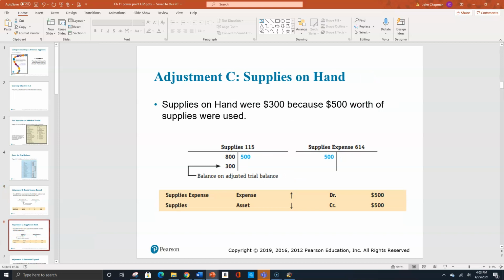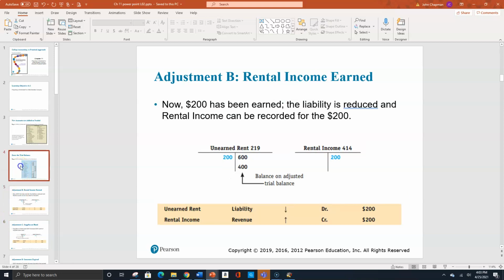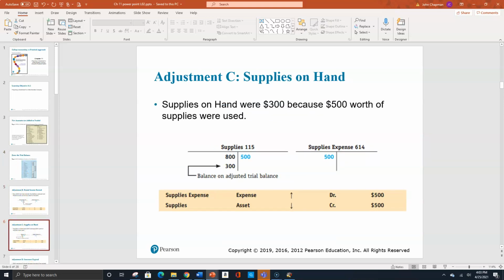Adjustment C. I guess we didn't have an adjustment A. I'm like, okay, wait a minute, did I miss something? No, it looks like we just go from adjustment B to C. Supplies on hand were $300 because $500 worth of supplies were used. The entry that we need to adjust the account is $500. Our beginning balance was $800, and what was used is what we do our adjustment for. So we debit supplies expense, increase our expense $500, and reduce our prepaid supplies account. So we credit the asset $500.